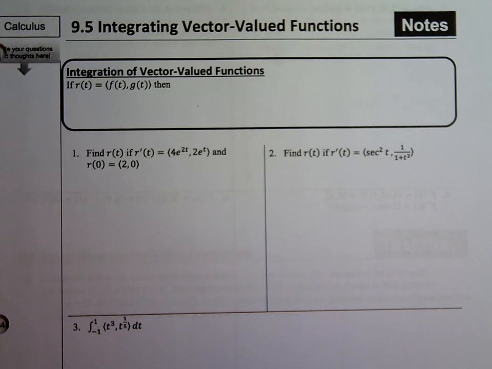So BC Kids, here comes section 9.5. It's integrating vector valued functions. In section 9.4 we did derivatives, and now we're integrating. Now you have to think about what integrating can help us with vectors. In other words, what would I be trying to find if I'm integrating a vector?